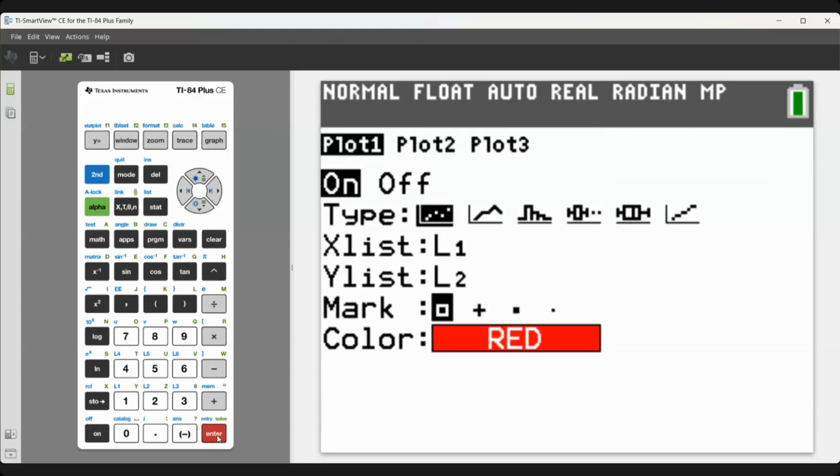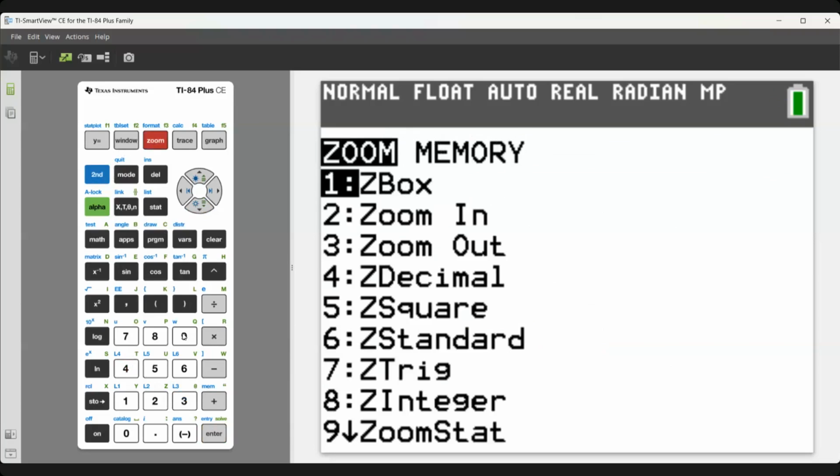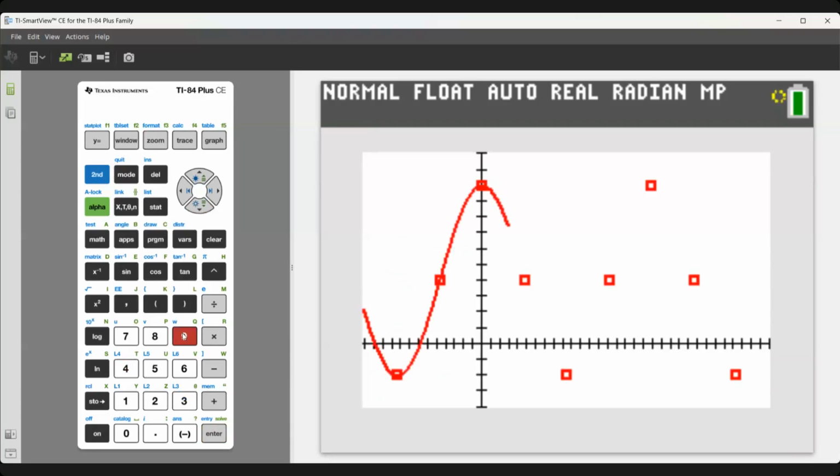Right now we have L1 and L2 showing in our stat plot. So I should change these to L3 and L4, correct? Correct, L3 and L4. And then once we have those, we will do a zoom stat number 9. And now we have our image points.